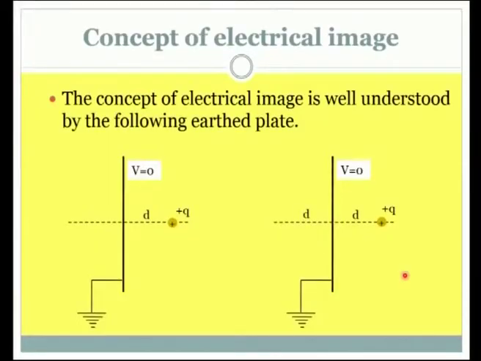We will learn how to choose an electrical image, maybe a point charge or even a collection of charges. With one example, we will have more clarity. This is the typical example I would like to take up for getting the clarity. The concept of electrical image is well understood by the following earthed plate.